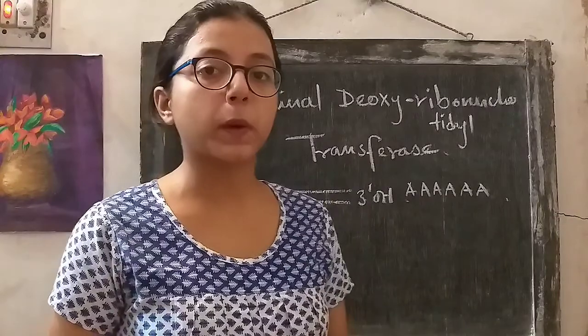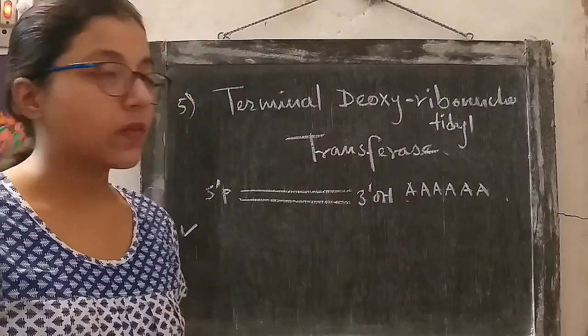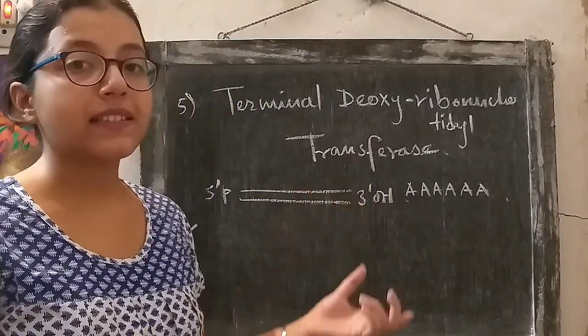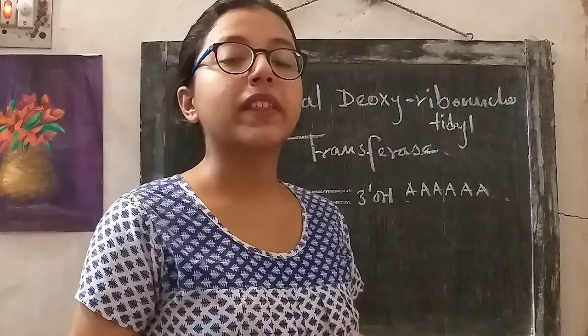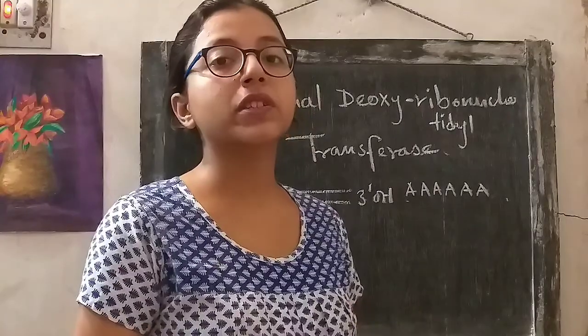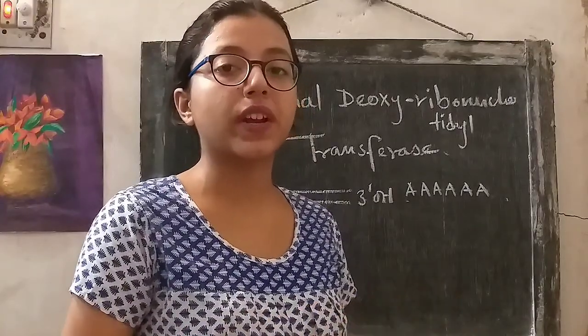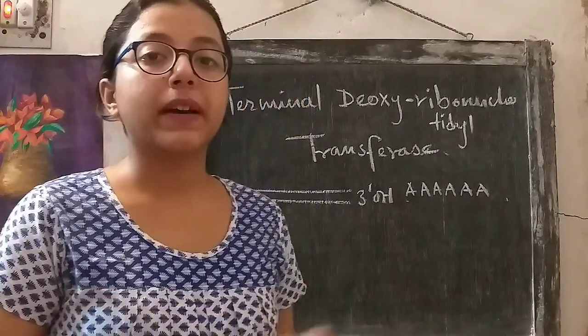This is the special property that this enzyme possesses. What is the special property? It has the ability to add nucleotides at the 3' end of the DNA without a template. So no information is required for the addition of nucleotides at the end of the DNA by this enzyme.